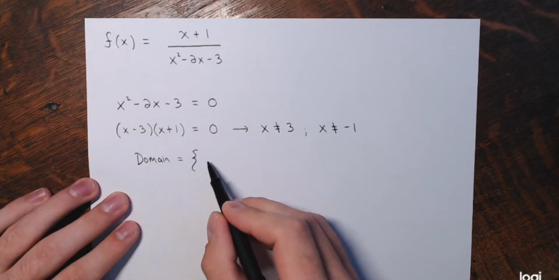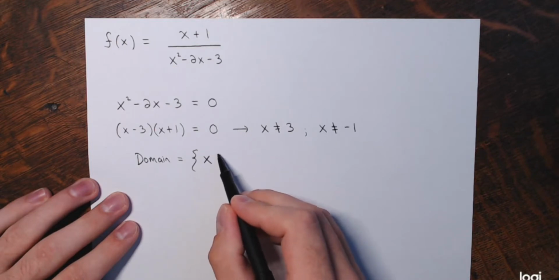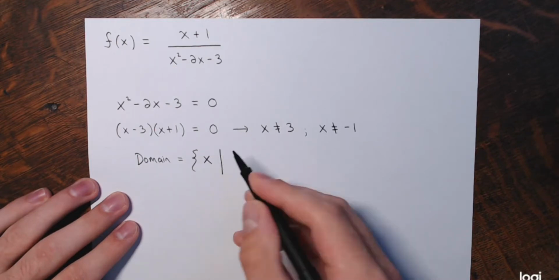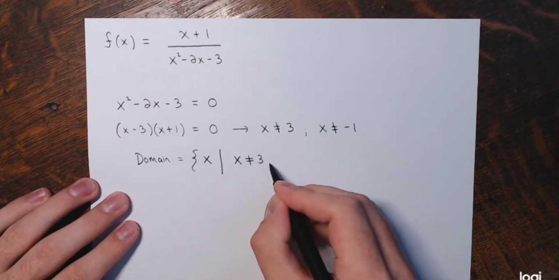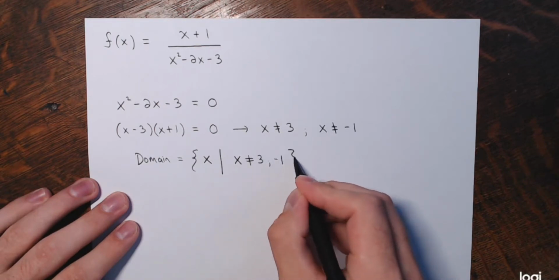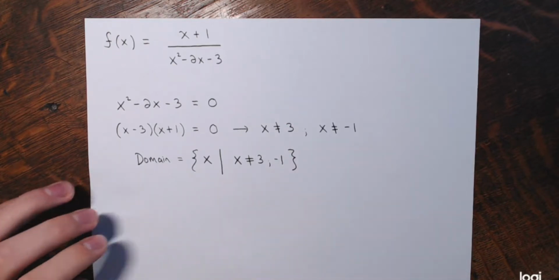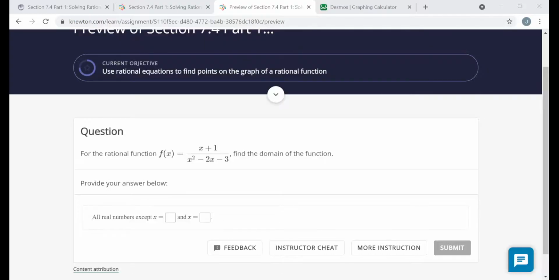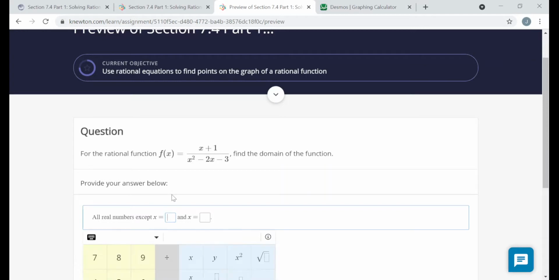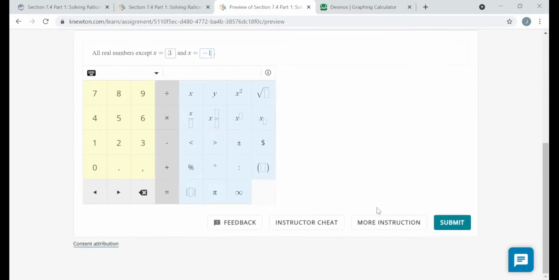is, little set braces here, all values of x, any real number I want, such that x is not 3 and not negative 1. But all we're asked to enter are these values, right? What are the values that I can't plug in? See, the domain is all real numbers except positive 3 and negative 1. And submit.